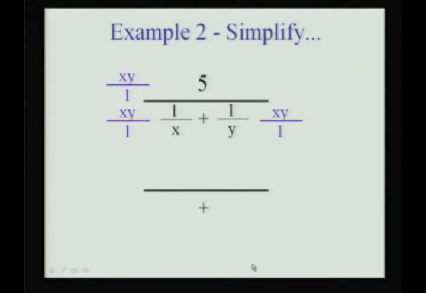Well, in the top, I get 5xy. I like that because there's no fraction. Here the x's are going to cancel, and I get y times 1. That's sweet. Here the y's are going to cancel, and I get x. And I've simplified this complex fraction. It's no longer a fraction in a fraction.